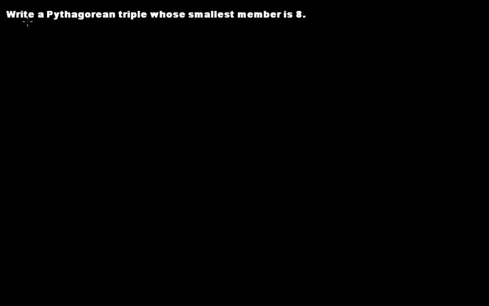We have a problem here. Write a Pythagorean triple whose smallest member is 8. Now we know that we can calculate Pythagorean triples using three algebraic expressions, that is 2m, m squared minus 1, and m squared plus 1, right? Where m can be any positive integer greater than 1. So this much we know.